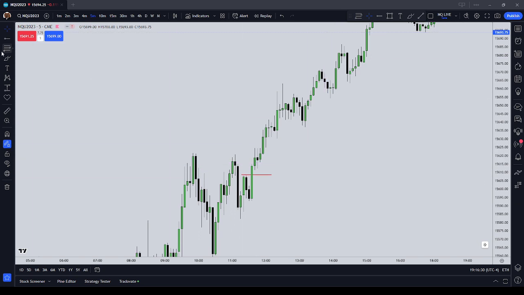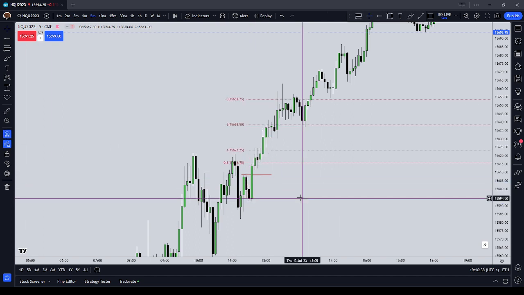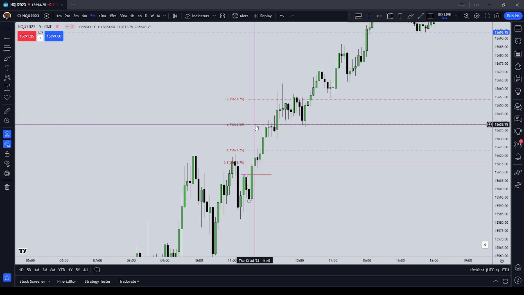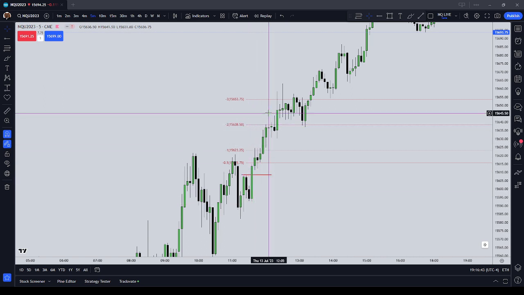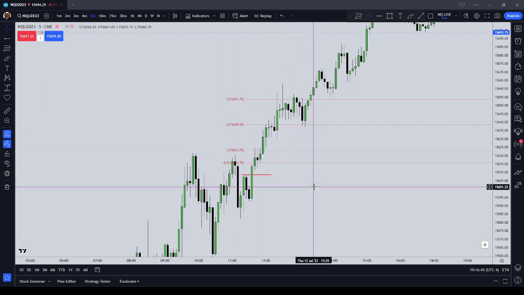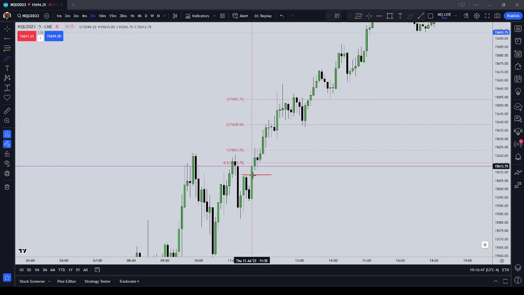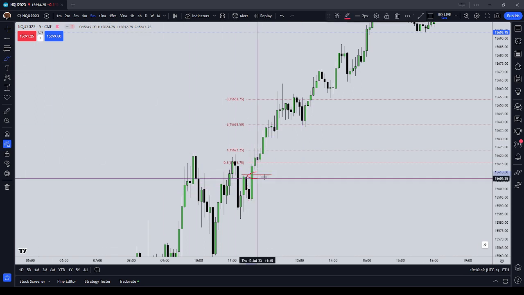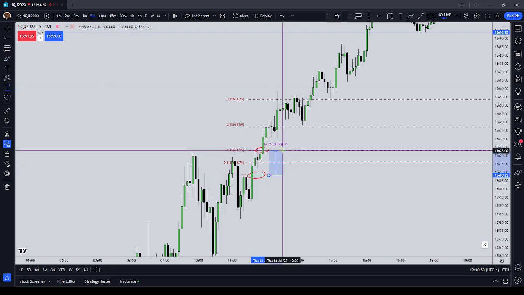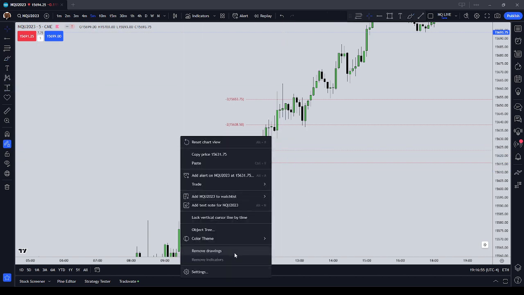Well, let's say that we want a bread and butter target and we don't have price data immediately. What you can do is take a standard deviation projection and aim for the one or aim for the two, preferably the one. Okay, so you get long here, you aim for the one, and that is a 14-point trade.